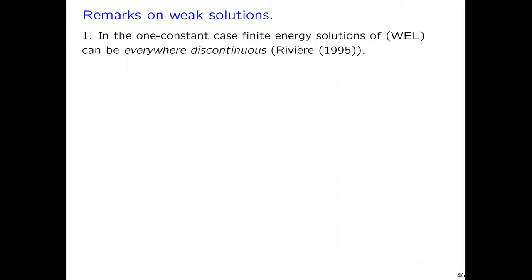Okay, I want to make some remarks on weak solutions. So in the one constant case, finite energy solutions of the weak form of the Euler-Lagrange equation can be everywhere discontinuous. This is an example of Rivière.